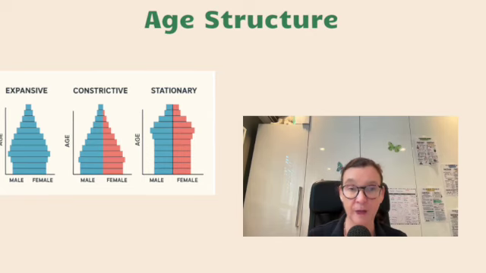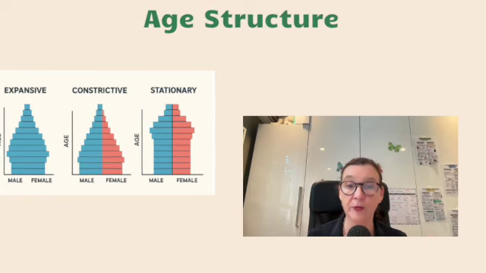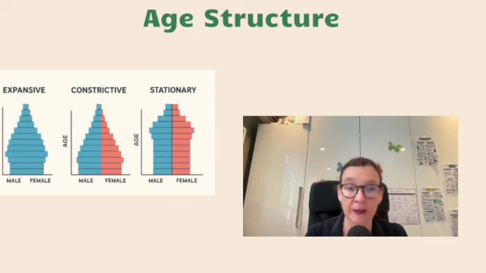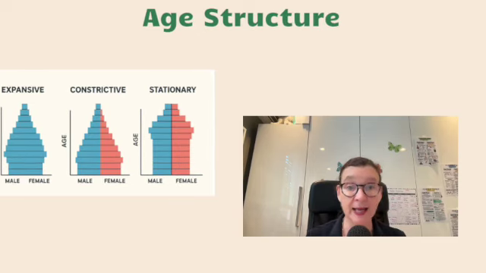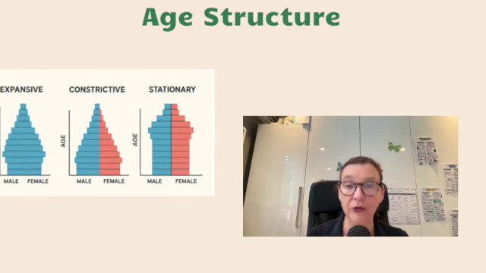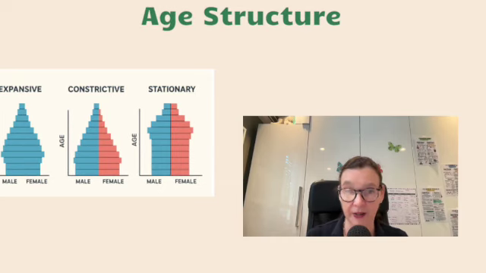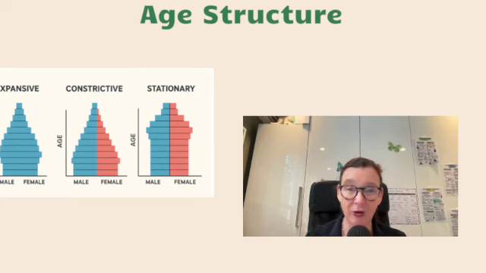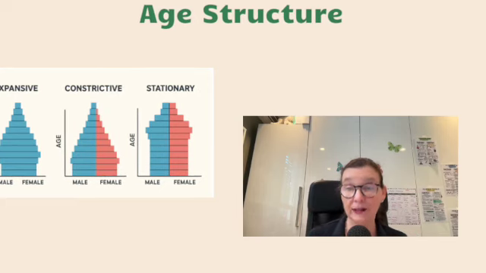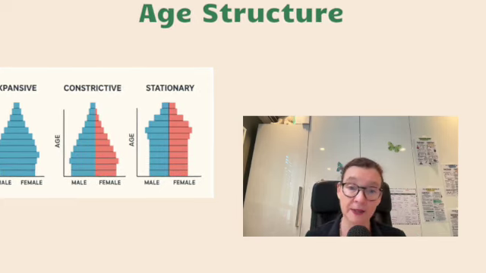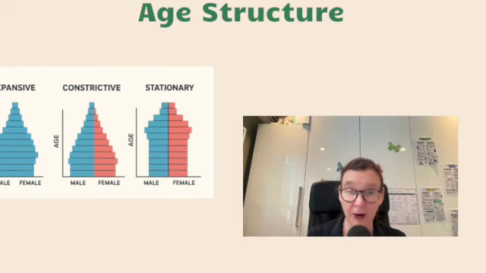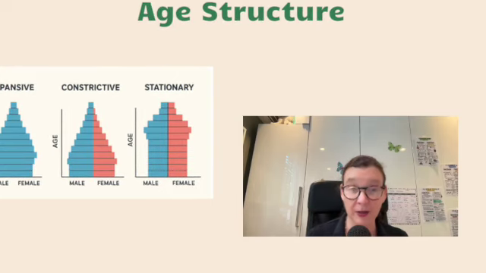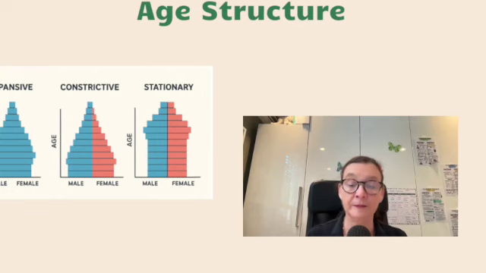First, expansive pyramids. They have a broad base, which means that there are a lot of young people. This shows high birth rates and often rapid population growth. You're going to see this in many developing countries. The next one is a constrictive pyramid. It has a narrow base, meaning fewer people and lower birth rates. This shape suggests a declining or aging population, common in more developed countries like Japan or Germany.